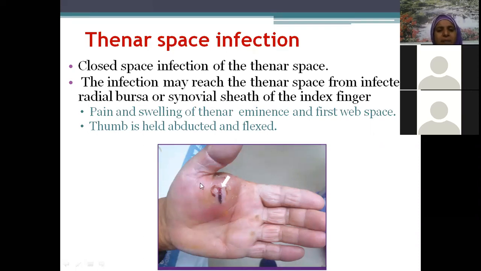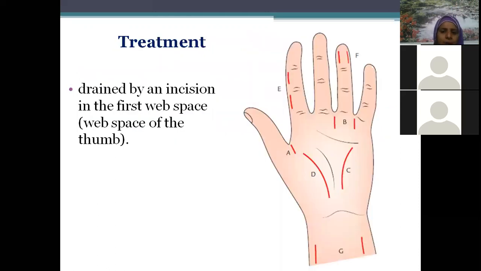So pain and swelling will be there towards the thenar eminence and the first web space where the arrow is shown. The thumb is held in an abducted and flexed position due to pain and swelling. Now for treatment, you should give an incision here. It is drained by an incision in the first web space, that is the web space of the thumb.